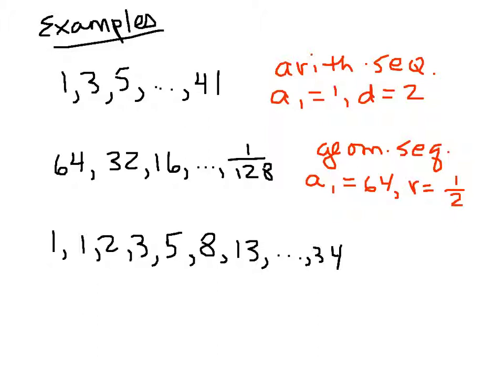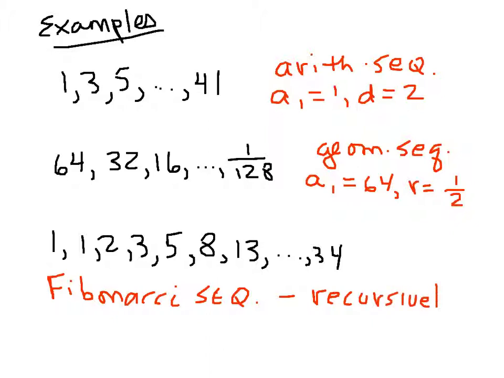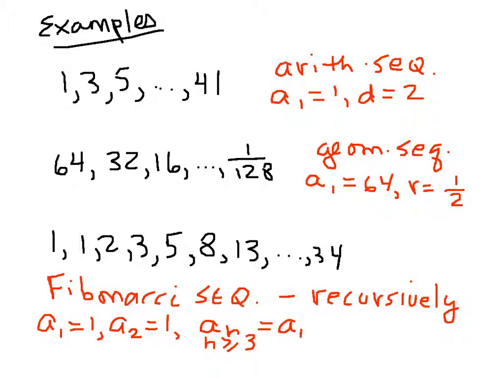The next one is more interesting, and you probably have seen this too. This is the Fibonacci sequence. And we define this recursively, which means we get the next term from previous terms. So the way that this is defined is the first term is 1, the second term is 1, and from then on, as long as n is greater than or equal to 3, a sub n is equal to the sum of the two previous terms. So that's the idea of what we call a recursive definition.